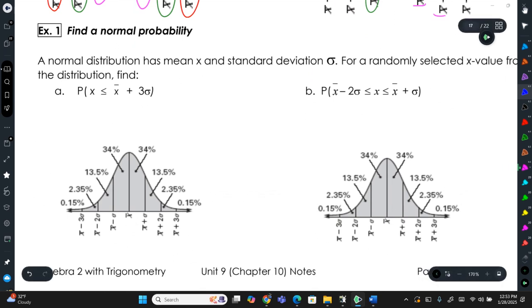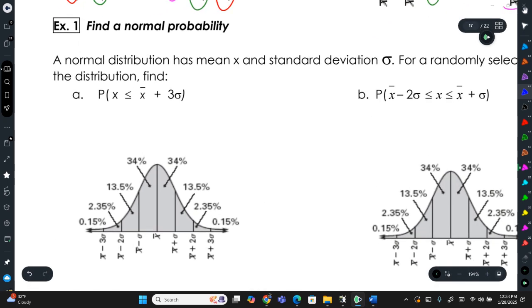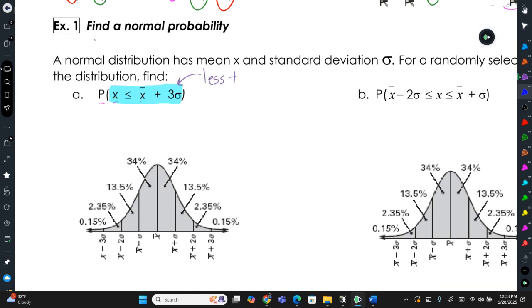So it says a normal distribution has a mean of x bar and a standard deviation of lowercase sigma. For a randomly selected x value from the distribution, find the probability that x is less than or equal to the mean plus three standard deviations. So what that means in normal people words is less than or equal to the mean plus three standard deviations.